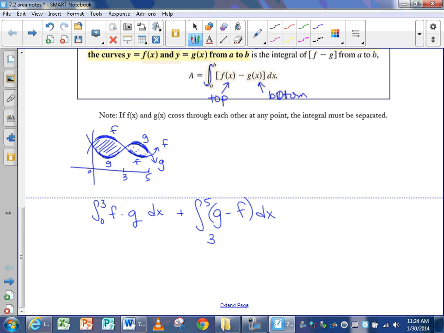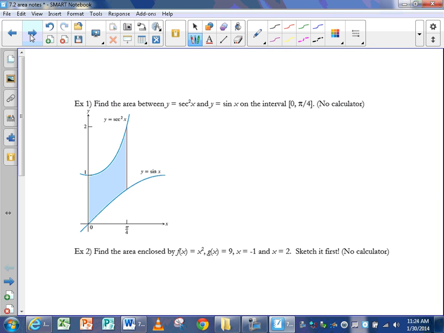Add those together and you would get the total area of my shaded region here and the dotted region over there. So now let's look at a couple specific examples over here.